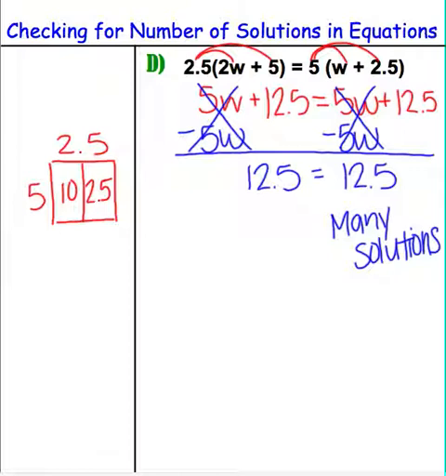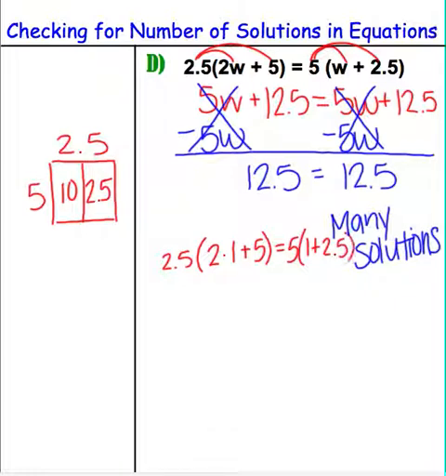The reason why we didn't cover that is because you've actually been working with ones that have only one solution for the last several days. Those are the ones that when you solve it, if this had come out to be w equals 3, then that is where it has one solution, because w can only equal 3. Whereas if this problem has many solutions, then that means that I can put in any number I want. So for w, I'm going to put in 1. So 2 times 1 plus 5 equal to 5 times 1 plus 2.5.